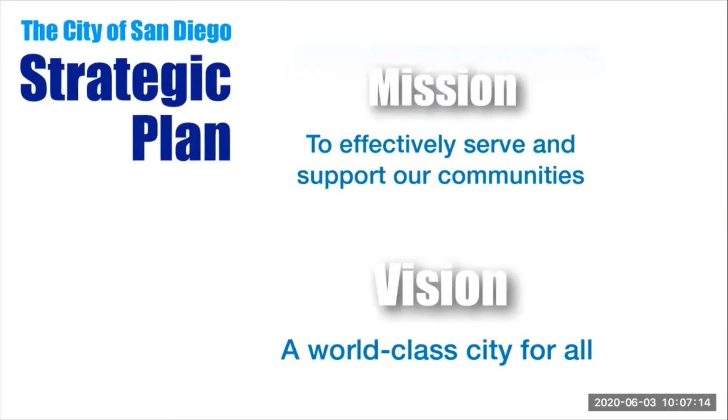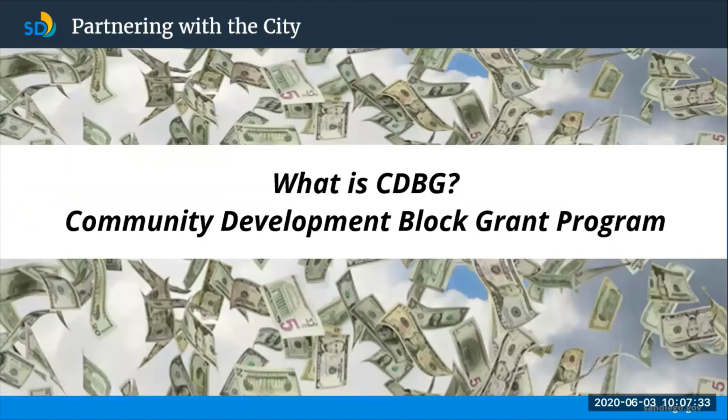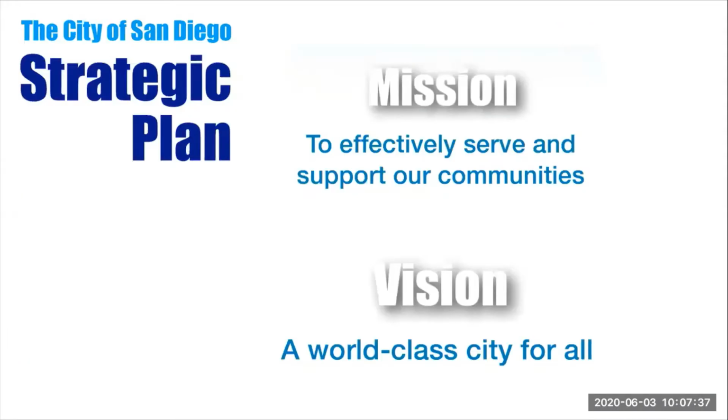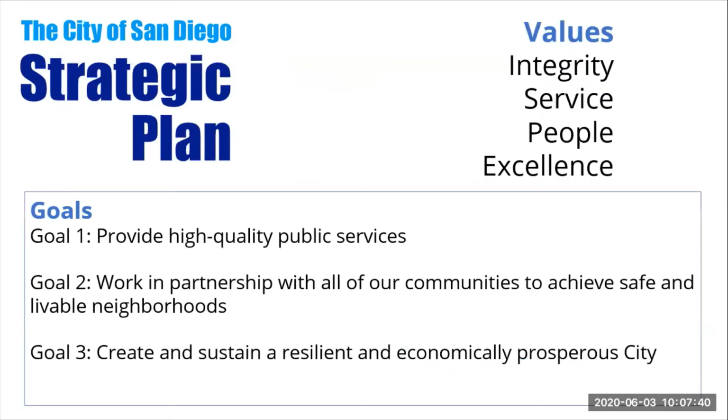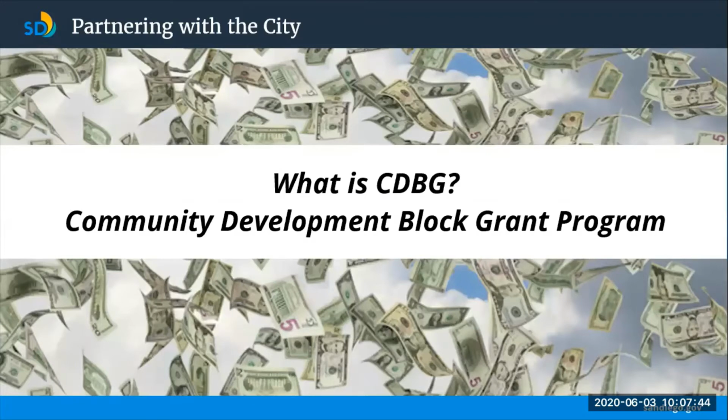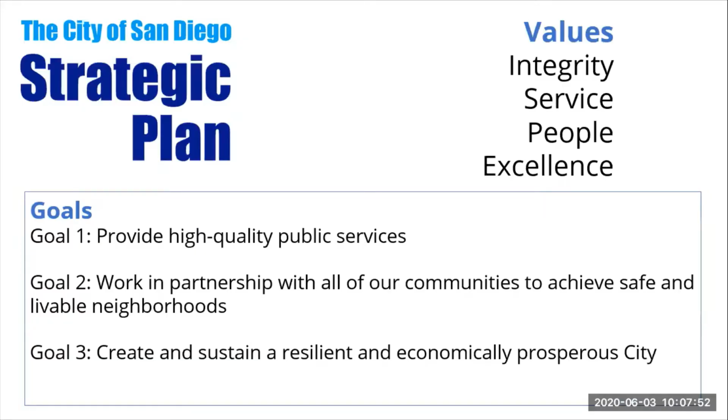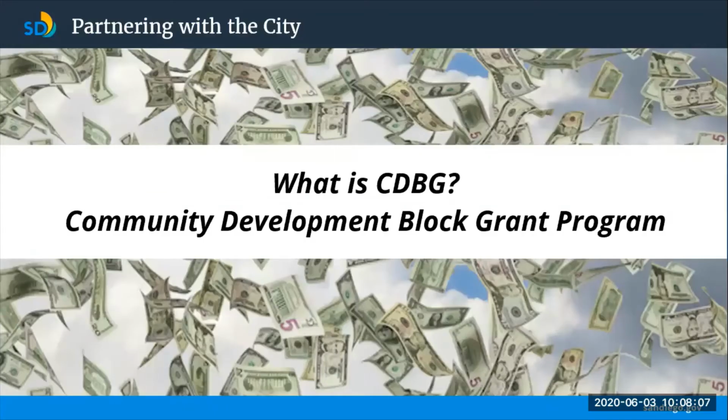So with that, the City of San Diego has a strategic plan, and it defines its mission as to effectively serve and support our community. So very general. And our vision is to be a world-class city for all. We could not provide world-class services to our residents without partners such as nonprofits like yourself. My apologies again. The first time we're working on this, so thank you for your patience. The goals of the strategic plan are to provide high quality public services, work in partnership with our communities, and create and sustain a resilient, economically prosperous city. So again, continue to think of those as we go through the rest of the presentation today.